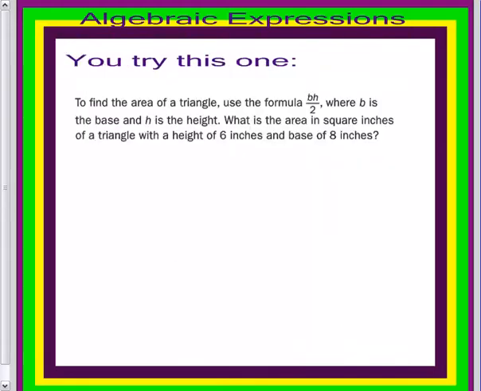Okay, let's look at another one. To find the area of a triangle, we use this formula, base times height divided by 2, where b is the base and h is the height. What is the area in square inches of a triangle with a height of 6 and a base of 8? So let's plug in 8 for our base, 6 for our height, and what's 8 times 6? We should know that one, or use your green sheet, which would be 48, divided by 2, which would give us 24 inches.